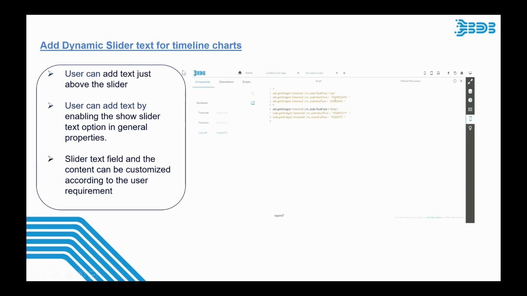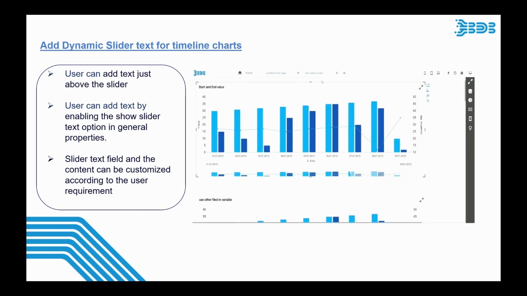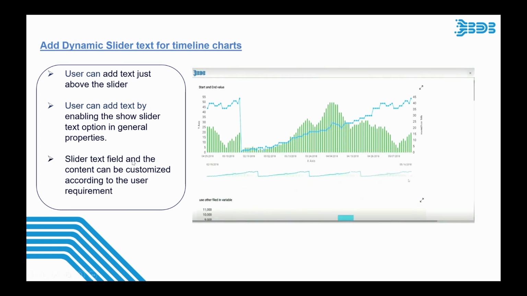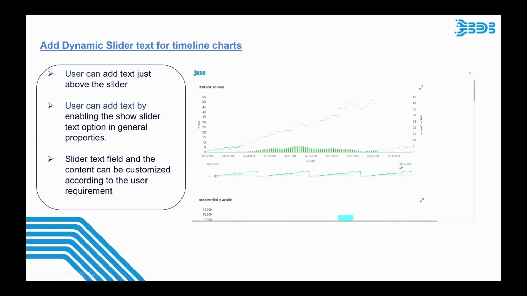Feature is add dynamic slider text for the timeline chart. This feature allows the user to add text just above the slider by enabling the show slider text option in the general properties. This gives quick visibility to the least and the most available data points in the plot. The slider text field and the content can be customized according to the user requirement. You can see here we have this least and the most available data points.